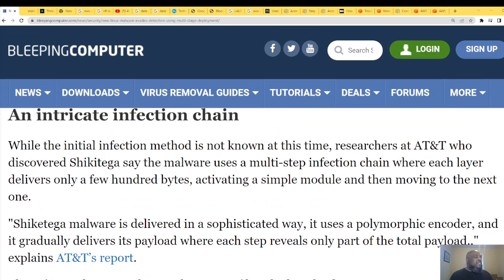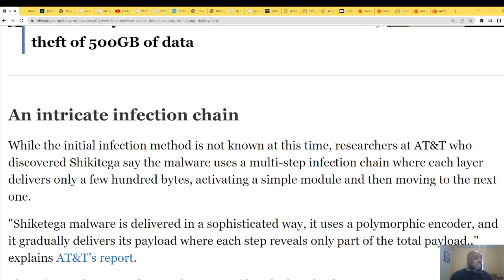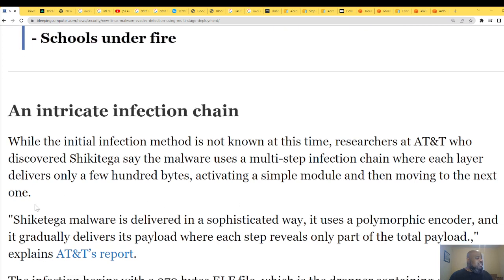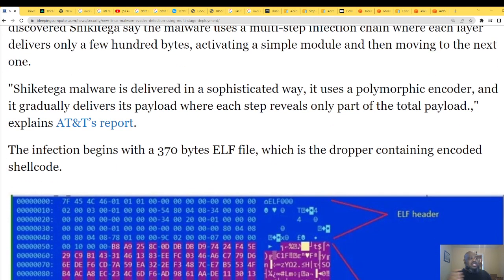An intricate infection chain. While the initial infection method is not known at this time, researchers at AT&T who discovered it said the malware uses a multi-step infection chain where each layer delivers only a few hundred bytes, activating a simple module, then moving to the next one. The malware is delivered in a sophisticated way, uses a polymorphic encoder, and gradually delivers its payload where each step reveals only part of the total payload.